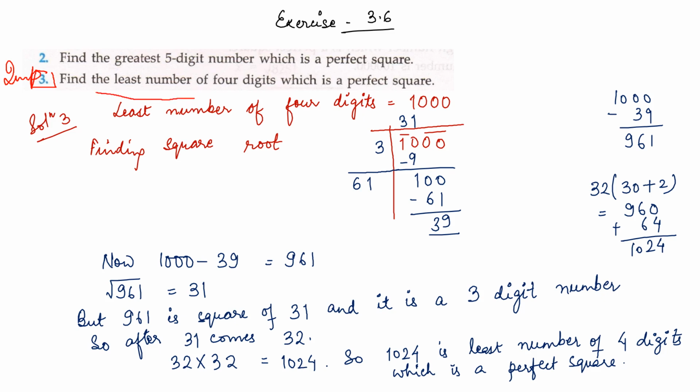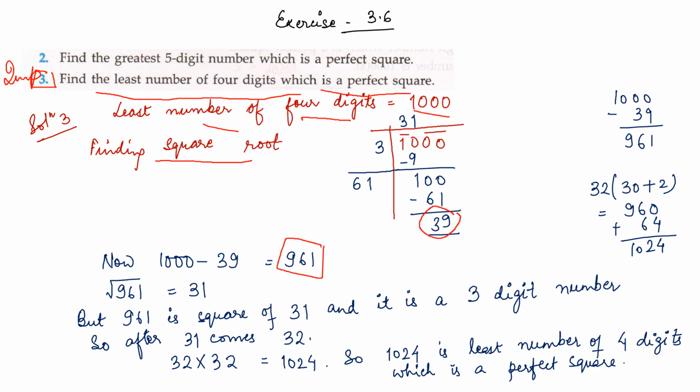Find the least number of 4 digits which is a perfect square. Okay? We have to find the least 4-digit number and it should be a perfect square. So now, the least number of 4 digits is how much? That is 1000. So let us find the square root of 1000. When we did the long division method, we found that 39 is all alone. And when I subtracted, 1000 minus 39, we got 961.